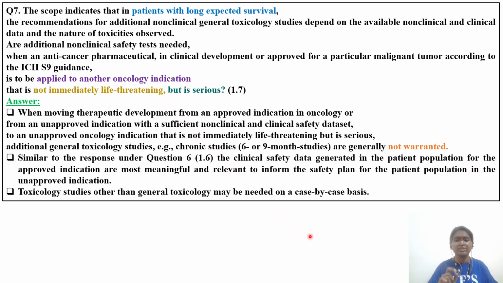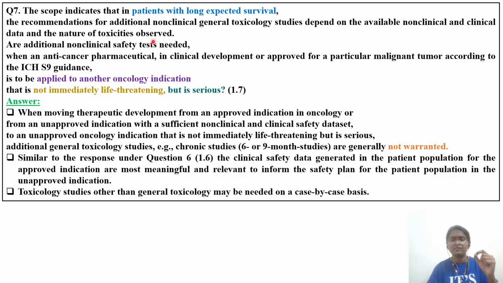Now we'll enter into question number 7, under the introduction section only. The scope indicates, as I told you, always read the scope in the safety series of guidelines. The scope indicates that in patients with long expected survival, similar to that of the previous question, the recommendations for additional non-clinical general toxicology studies depend on the available non-clinical and clinical data and the nature of the toxicities observed.